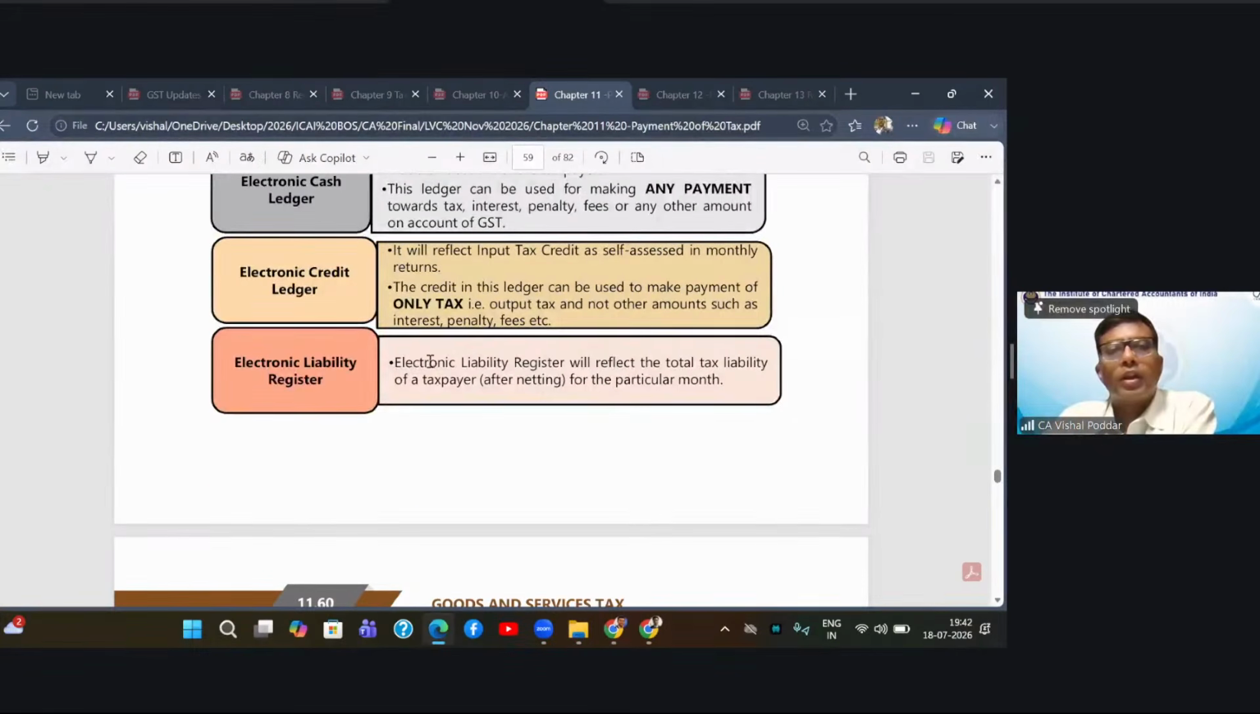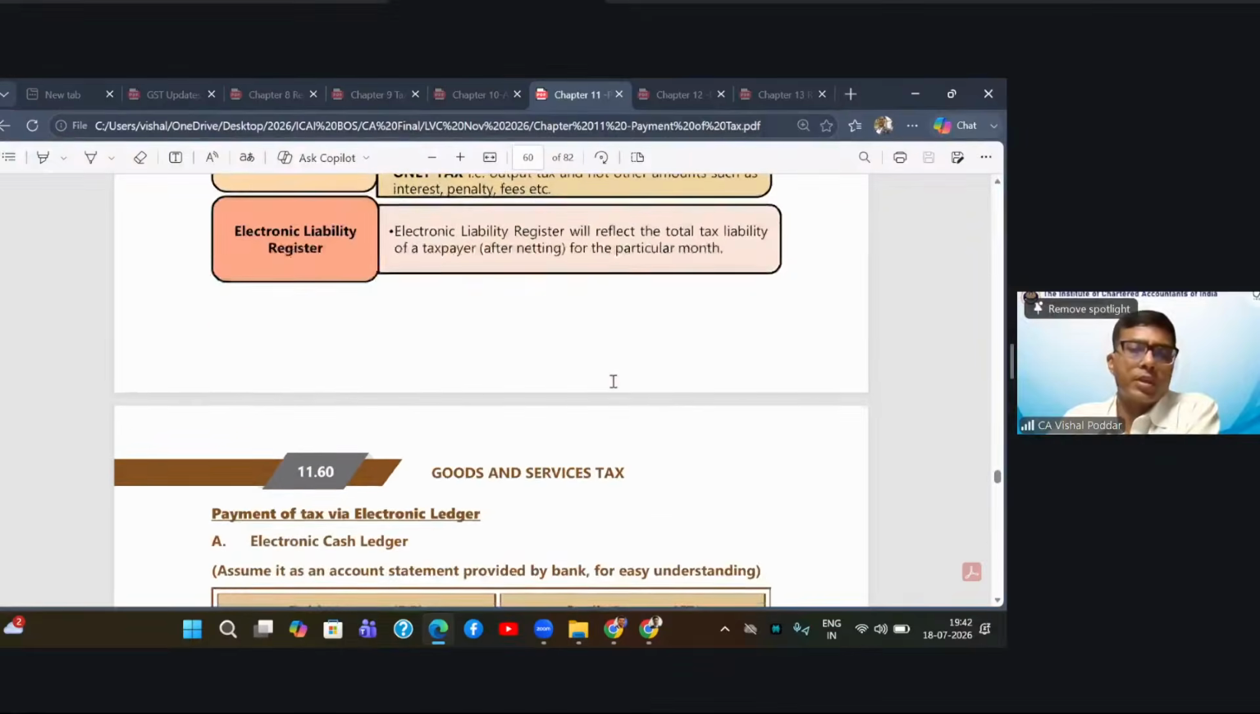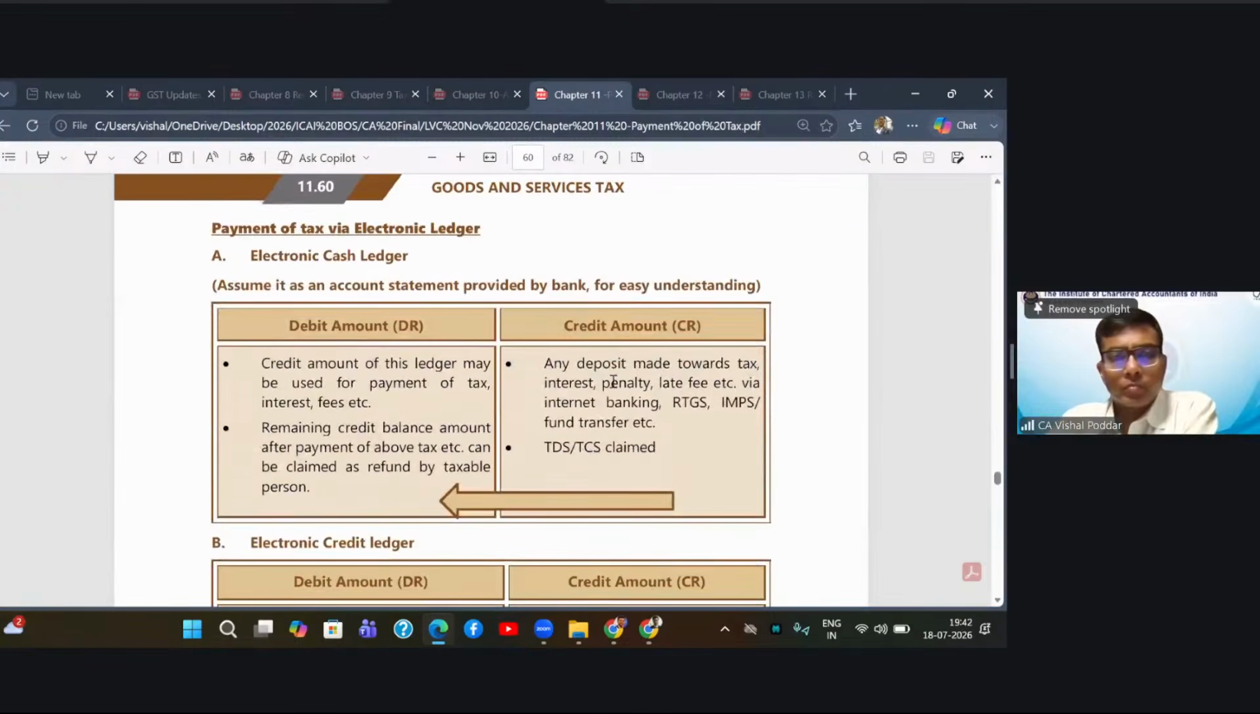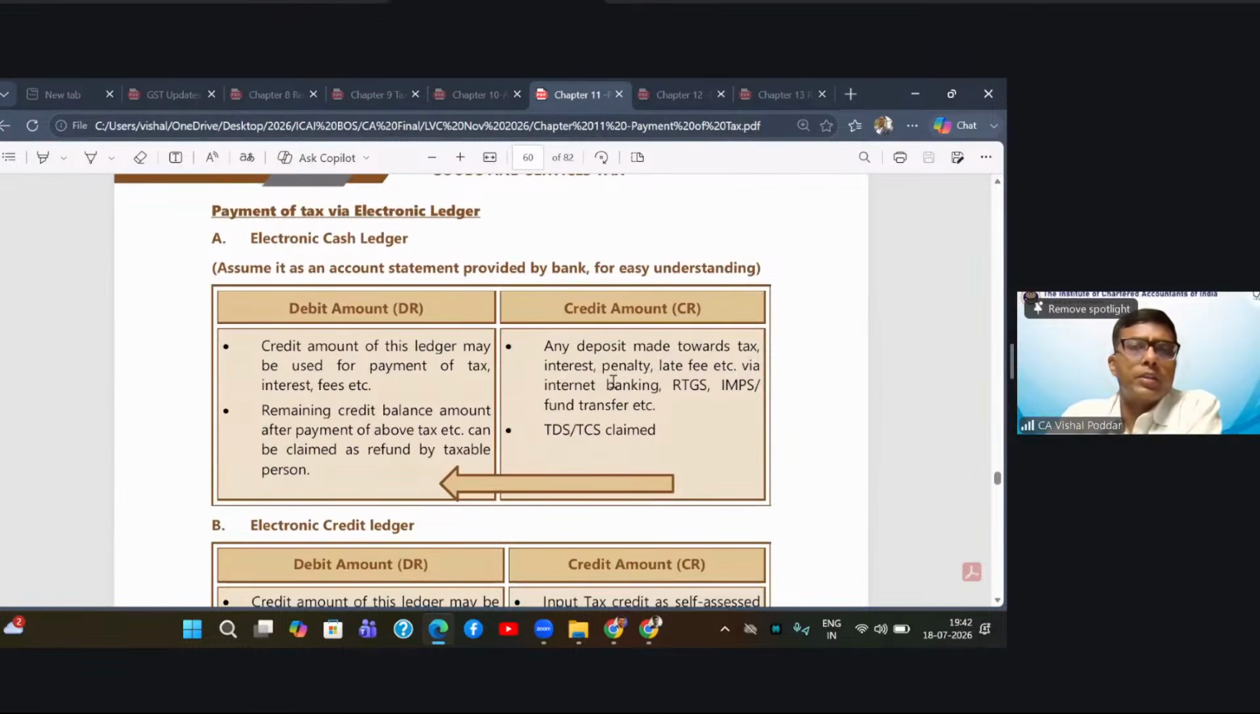And then finally, you have the electronic liability ledger, which will reflect the total tax liability after netting off that particular month's payments. Now, whenever you are utilizing these ledgers for making payments, in that particular case, there will be some entries in these ledgers. Now, we all know an entry is a debit and a credit.